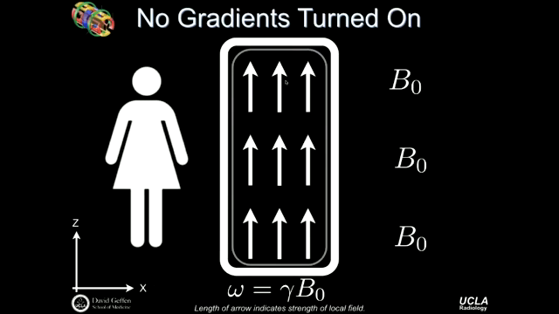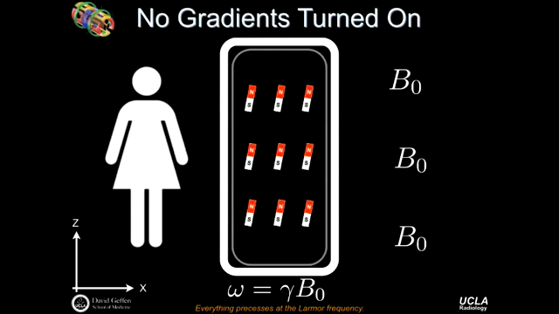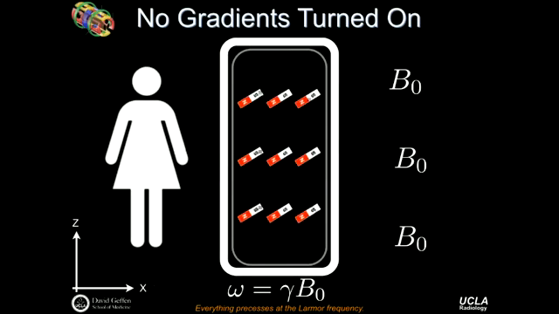And so here I'm just trying to indicate that the B0 field points along K, and it's of uniform magnitude everywhere when we have no gradients turned on. And consequently, the Larmor frequency is the same everywhere. And that just means that things are going to be precessing at the Larmor frequency identically everywhere.